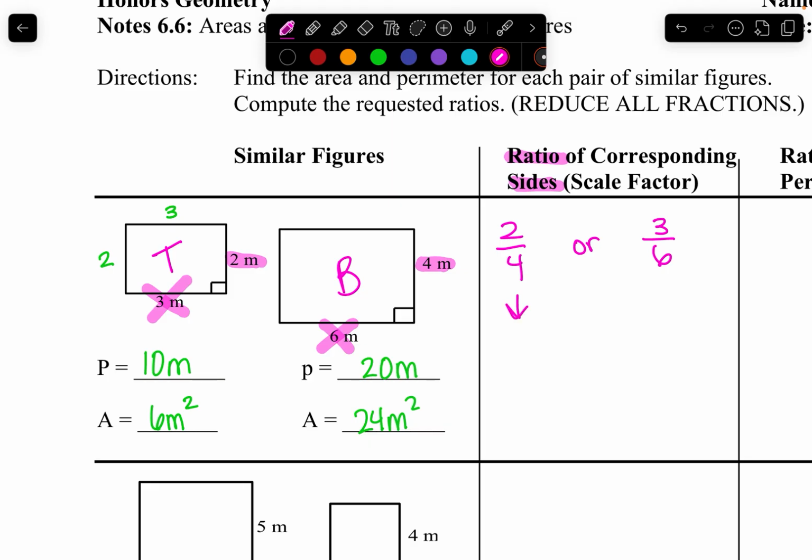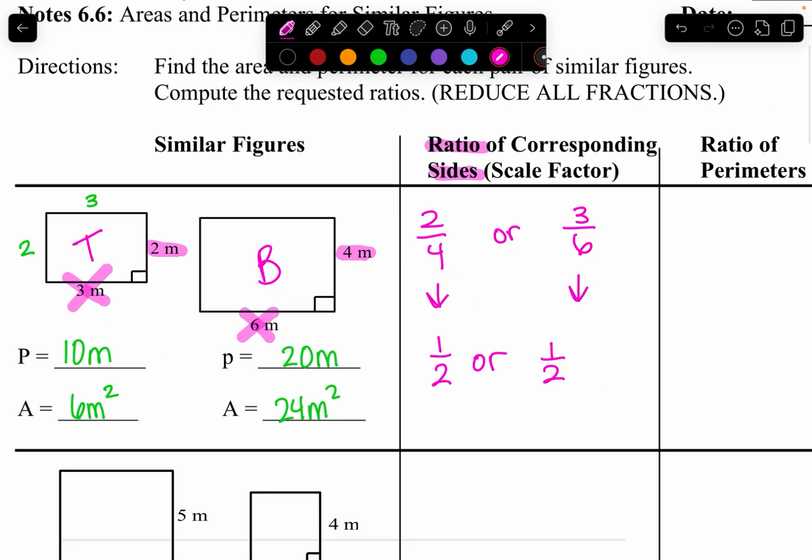Whenever we are looking at ratios, we want to simplify these. So my ratio is going to be 1/2, or again 1/2, and they should be the same. So in this example of similar figures, the ratio of sides is a 1:2 ratio. Essentially one rectangle is twice as large as the other in terms of its sides.